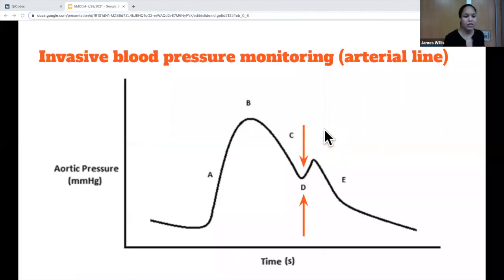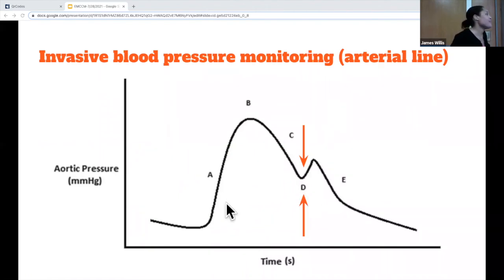So this is the general waveform that you're going to get. The main thing I want you to focus on is this notch here, the dicrotic notch that you may recall. Everything before this you can think of as systolic. Everything after this you can think of as diastolic. And the dicrotic notch is, for lack of a better explanation, the aortic valve closing. So this is your general waveform.